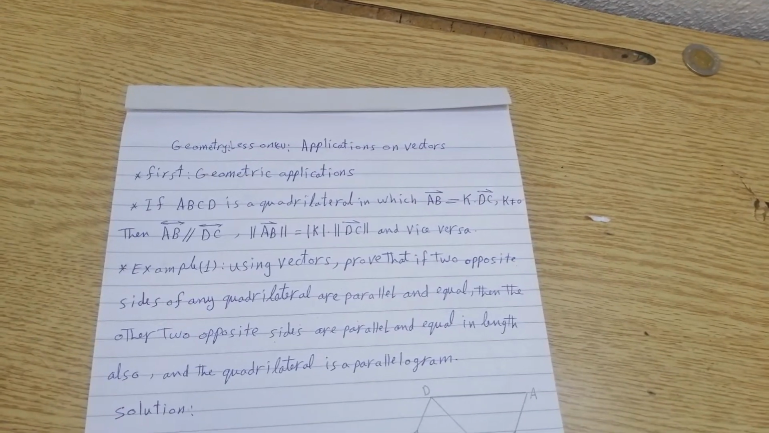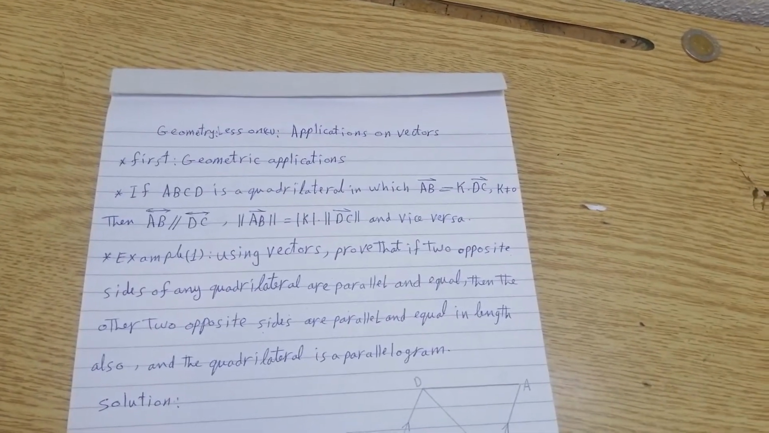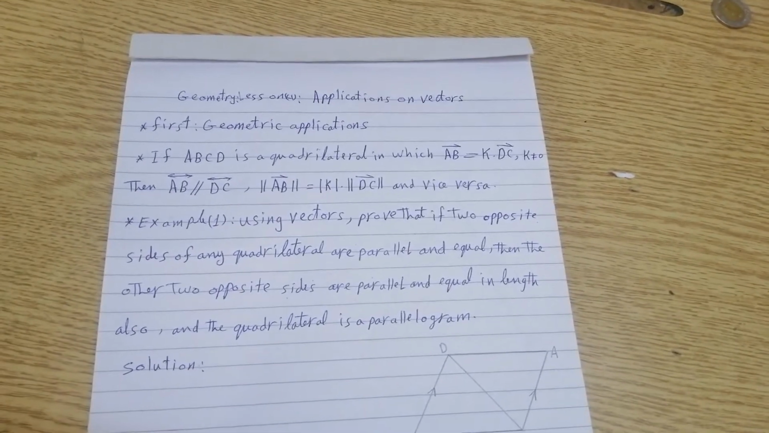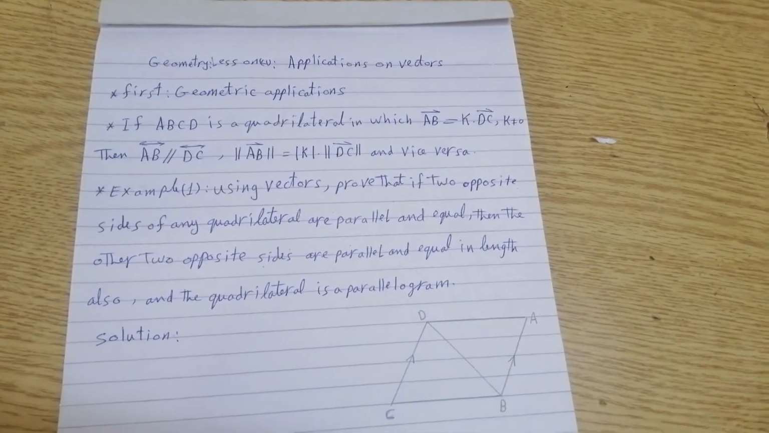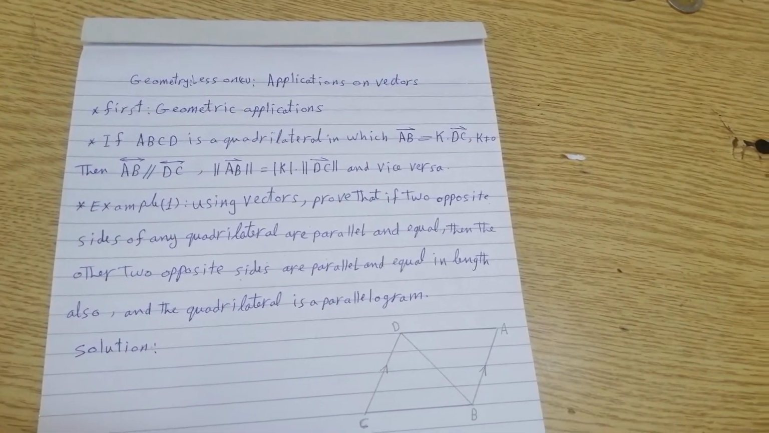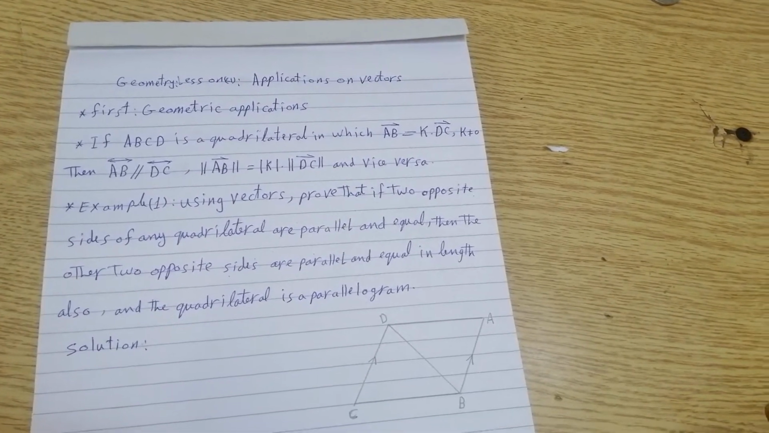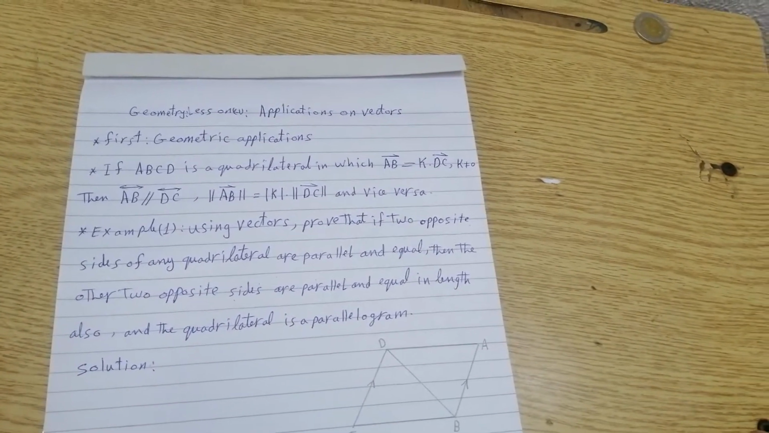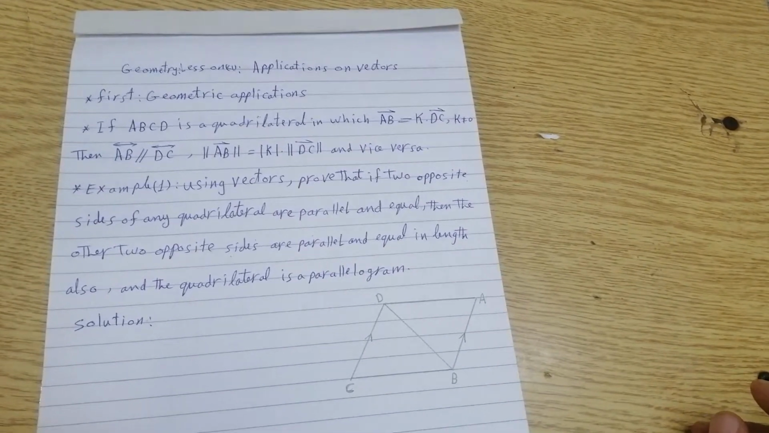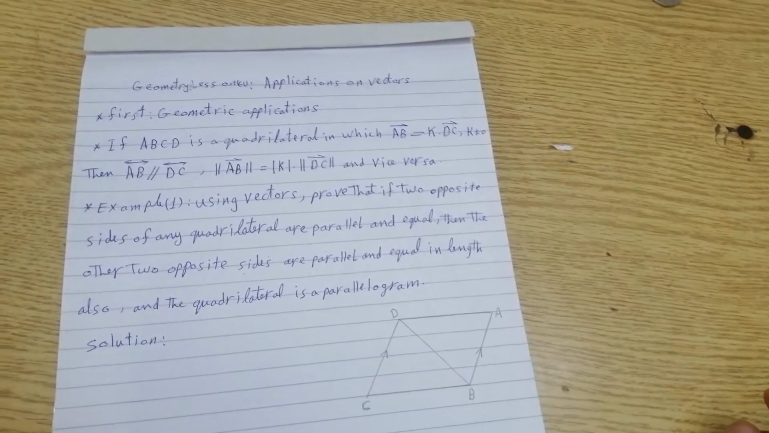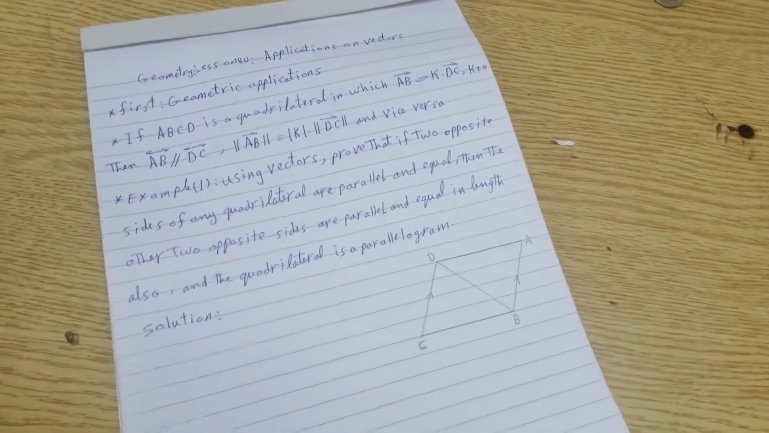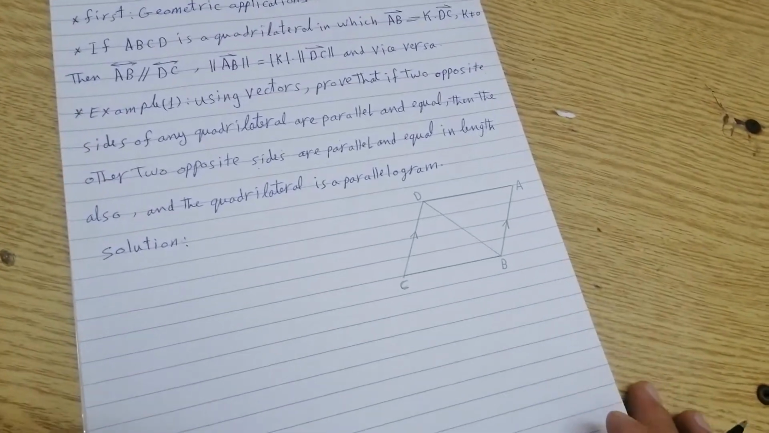And we have here some examples to identify that rule. We have here example 1 saying: using vectors prove that if two opposite sides of any quadrilateral are parallel and equal, then the other two opposite sides are parallel and equal in length also, and the quadrilateral is a parallelogram. Let's see how to prove that.